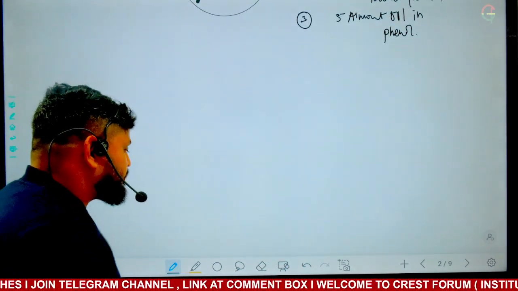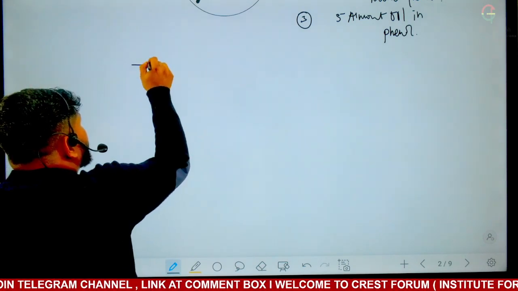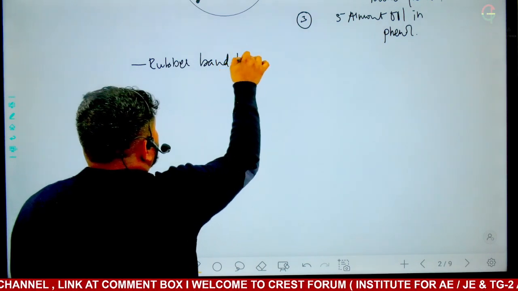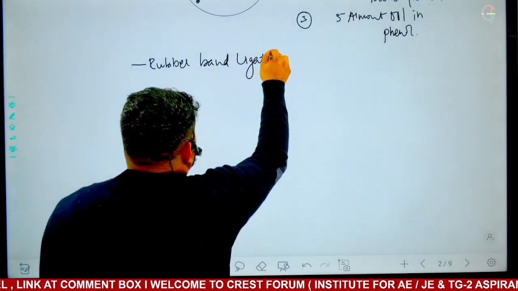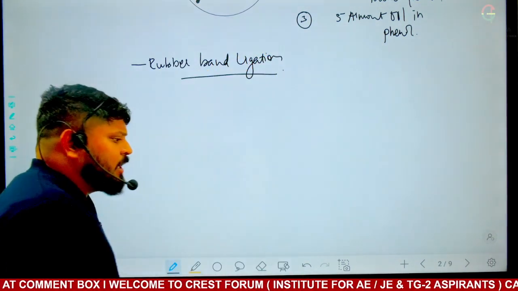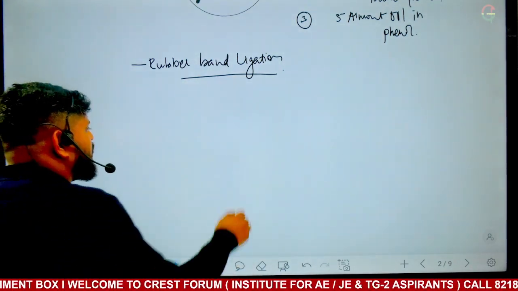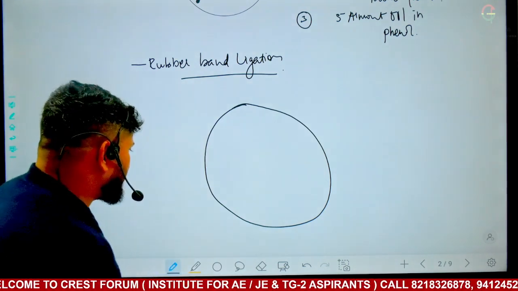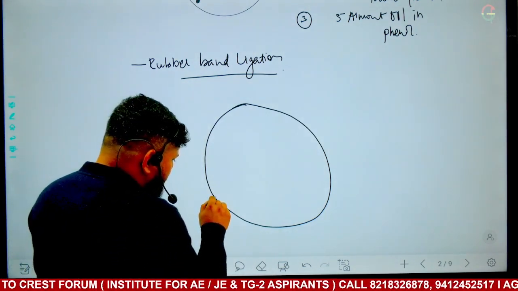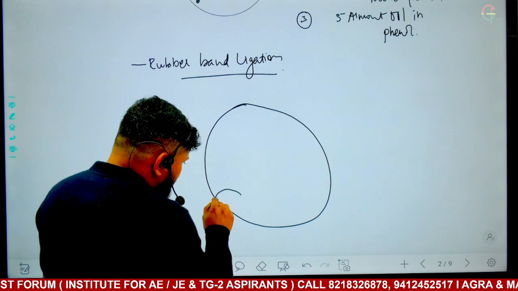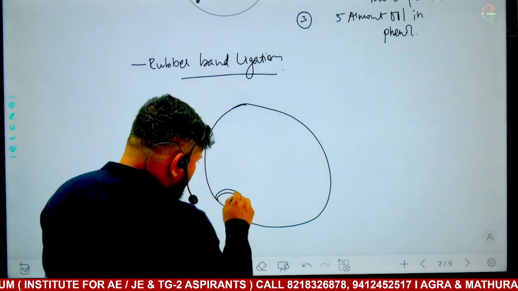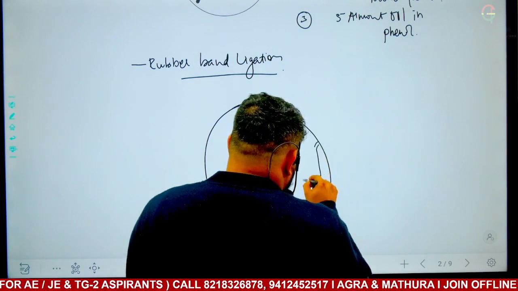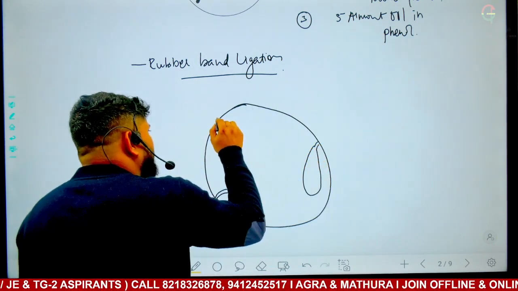Now, rubber band ligation. In rubber band ligation, we have an instrument that we use to ligate the mass. This is the anal canal. This is the prolapsed mass at the 3, 7 and 11 o'clock.